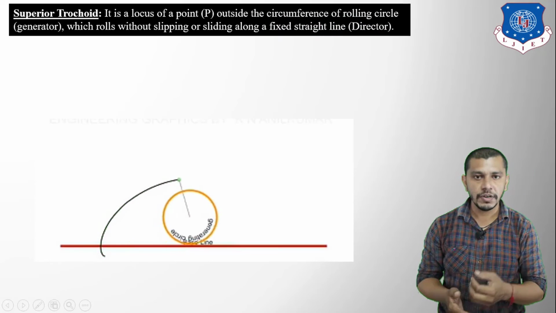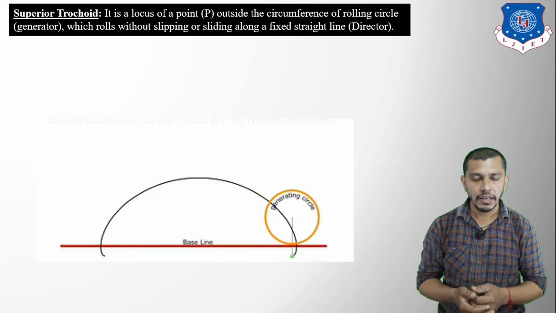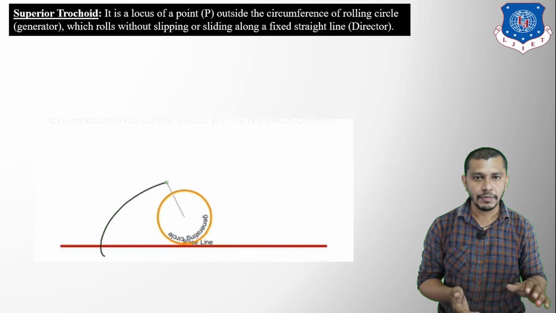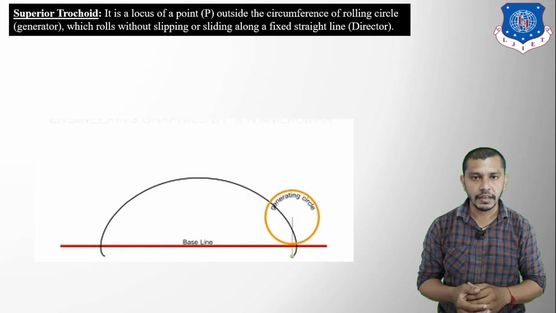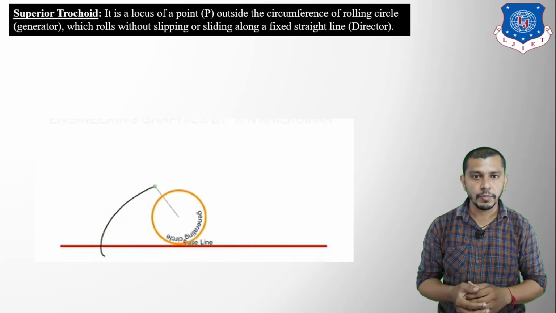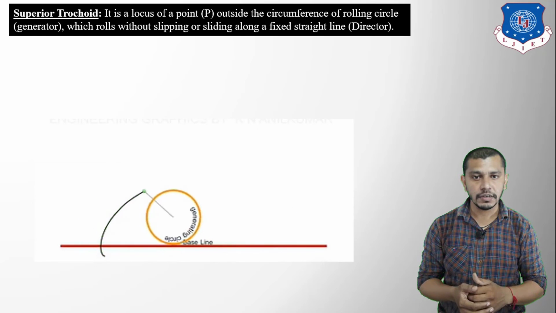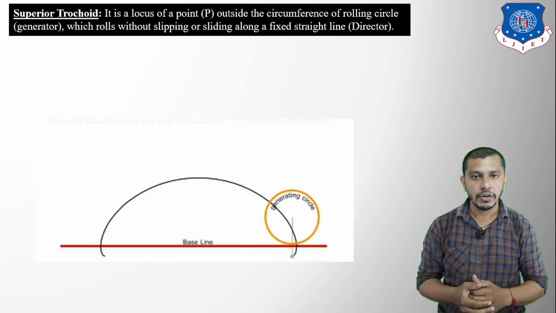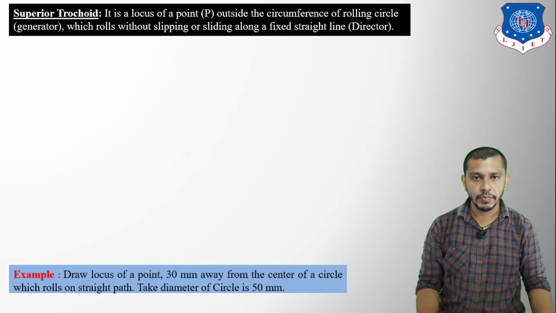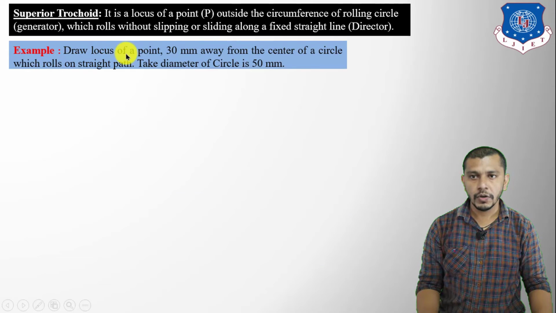So here in this video you can see that if a circle rolls on a straight line path without slipping or sliding, then the curve traced out by the point which is outside the circumference of the rolling circle is known as superior trochoid. So let's take the example. Draw a locus of a point 30 mm away from the center of a circle, which is known as rolling circle also, which rolls on a straight line path.